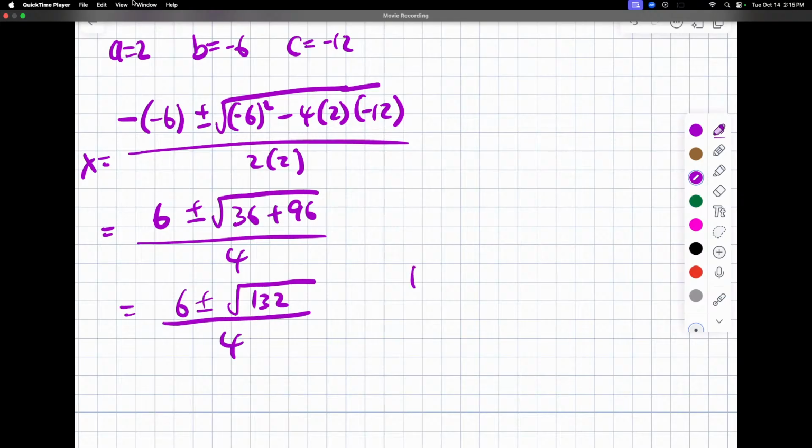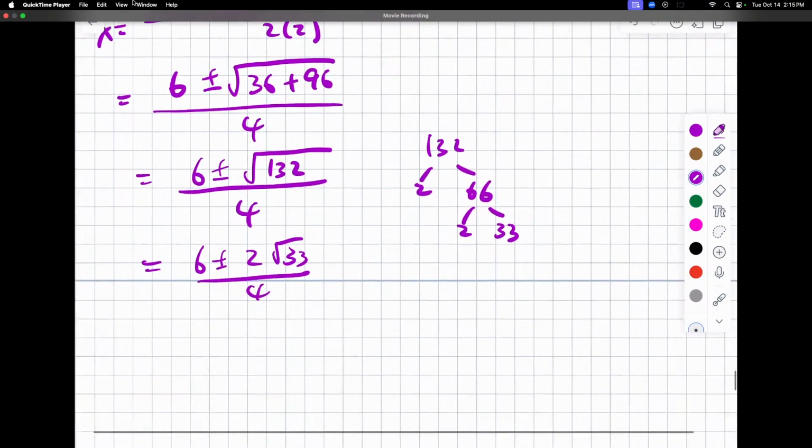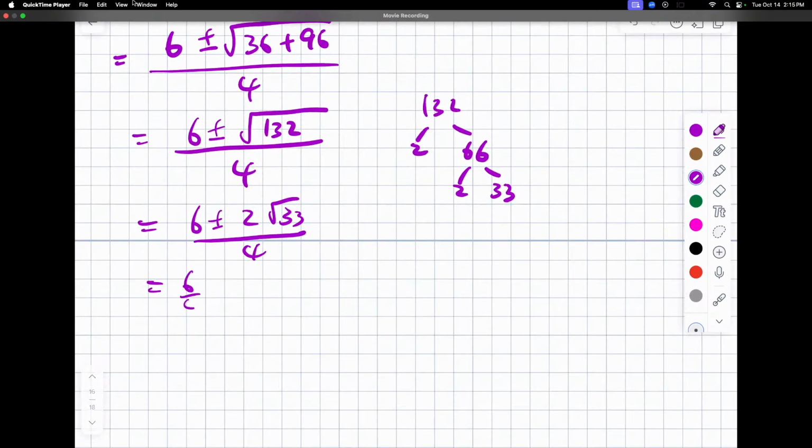You can still divide it by 2 though. Wait, isn't it 4? 3 divided by 2 is 3. Where's 3? Is that right? Yeah. So that's going to be 6 plus or minus 2 square root 33 over 4. Now you split. 6 over 4 plus or minus 2 over 4 square root 33. That's equal to 3 over 2 plus or minus 1 over 2 square root 33.